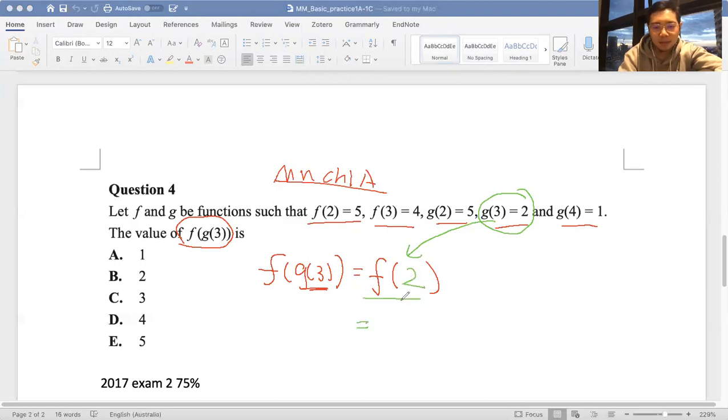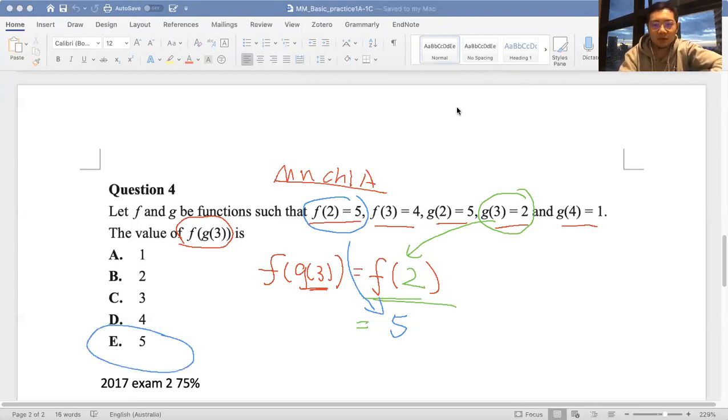Which means I plug 2 over here. And again, I want to know what is F2. We already simplified. So F2 is, look at this guy, it's over here. So we just write 5 over here. So done. The answer is just like E.